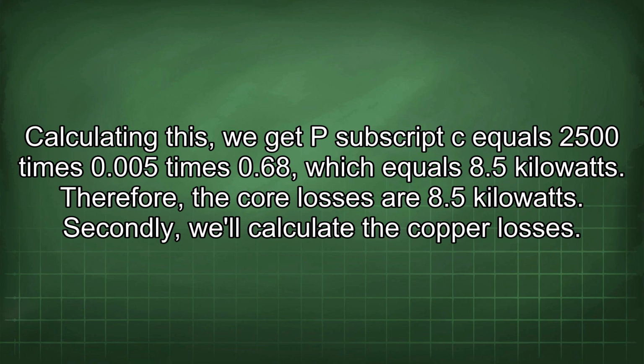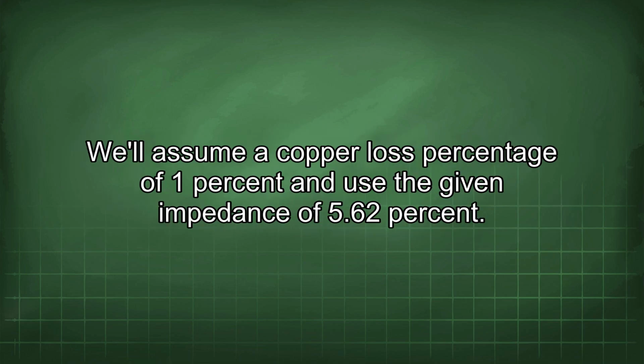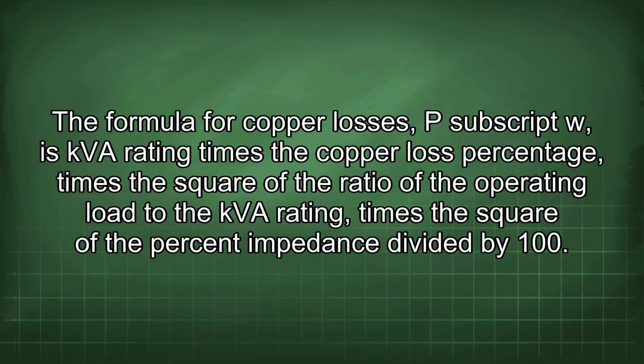Secondly, we'll calculate the copper losses. We'll assume a copper loss percentage of 1% and use the given impedance of 5.62%. The formula for copper losses, P subscript W, is kVA rating times the copper loss percentage times the square of the ratio of the operating load to the kVA rating times the square of the percent impedance divided by 100.